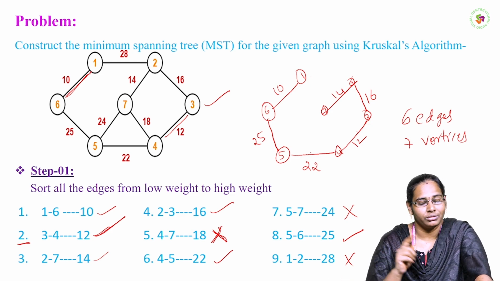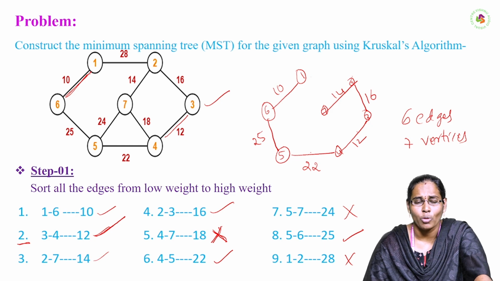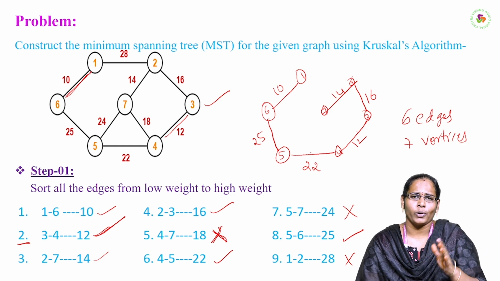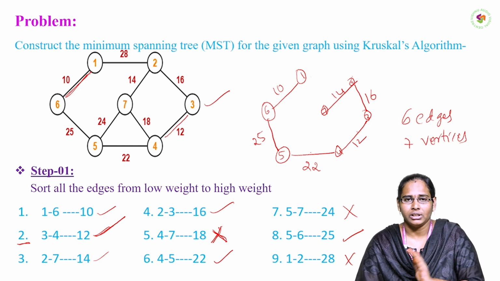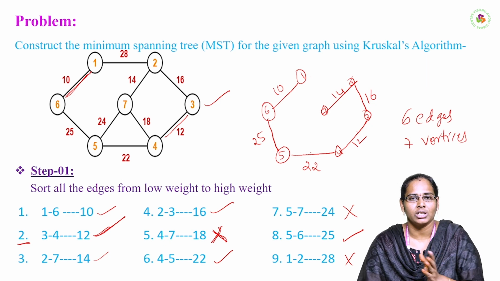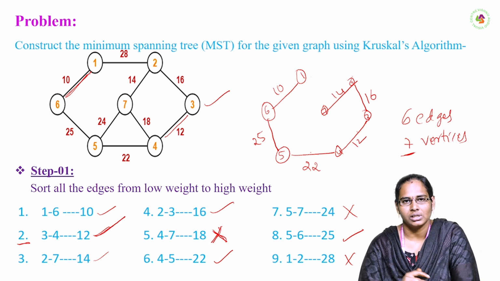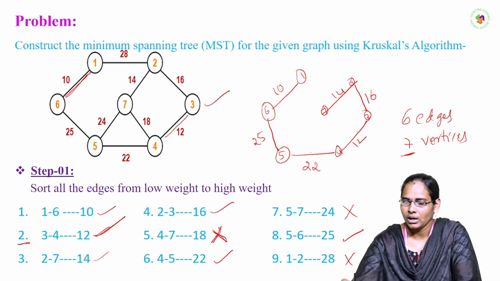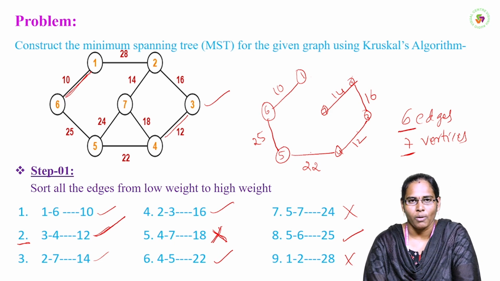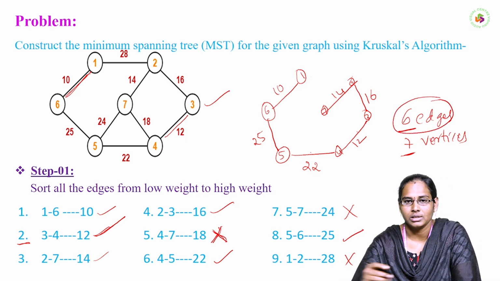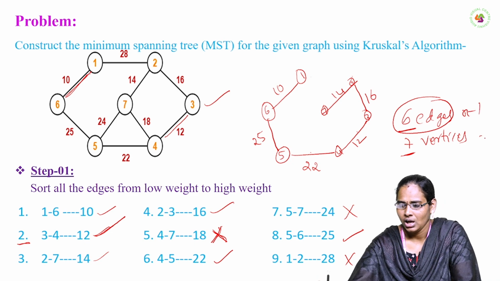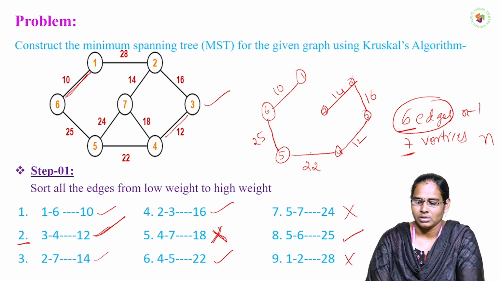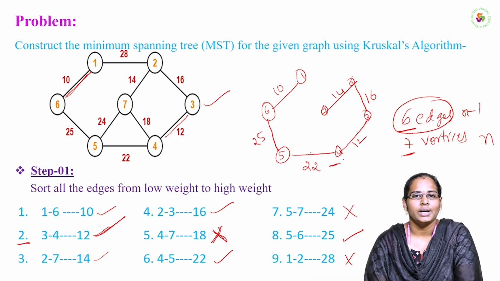I already told you at the beginning that the number of edges in a spanning tree depends upon the vertices of the given graph. If there are n vertices, then the number of edges is n minus 1. Here 7 vertices are there in the given graph, so the spanning tree has 6 edges, n minus 1 edges with n vertices. So this is the required spanning tree.